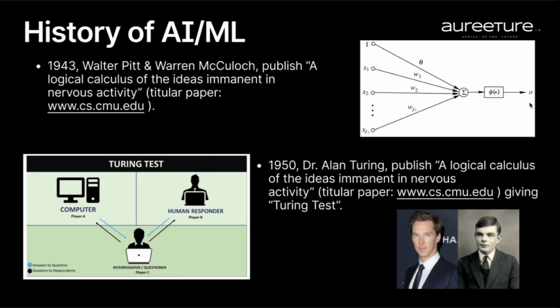So in 1943, Warren McCulloch and Walter Pitts published "A Logical Calculus of the Ideas Immanent in Nervous Activity." Crazy name, but this introduced the McCulloch-Pitts model, which started the whole machine learning thing, right?